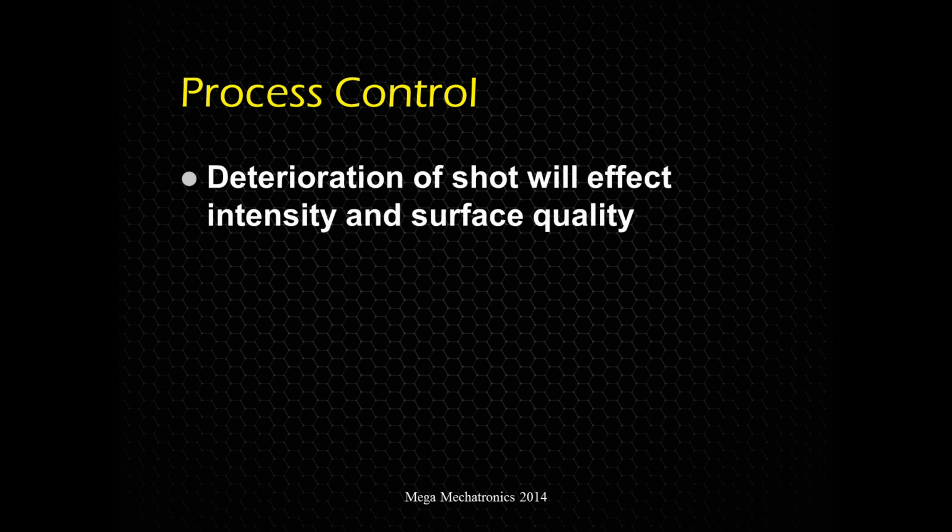And something to consider is the shot will actually deteriorate. The shot doesn't last forever. Ceramic shot, that stuff's going to fracture really easily. Same with cast shot. That stuff's going to fracture and break down. Conditioned cut wire is pretty good, pretty tough, durable stuff. It's not really going to fracture. It's just going to wear down to a smaller size.